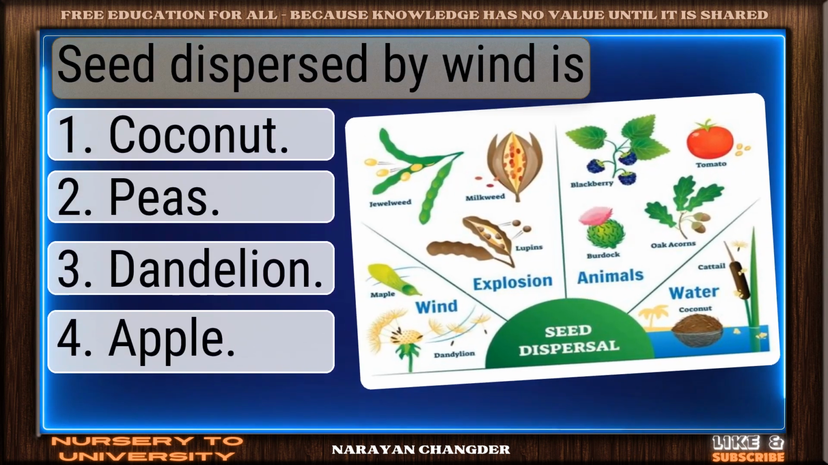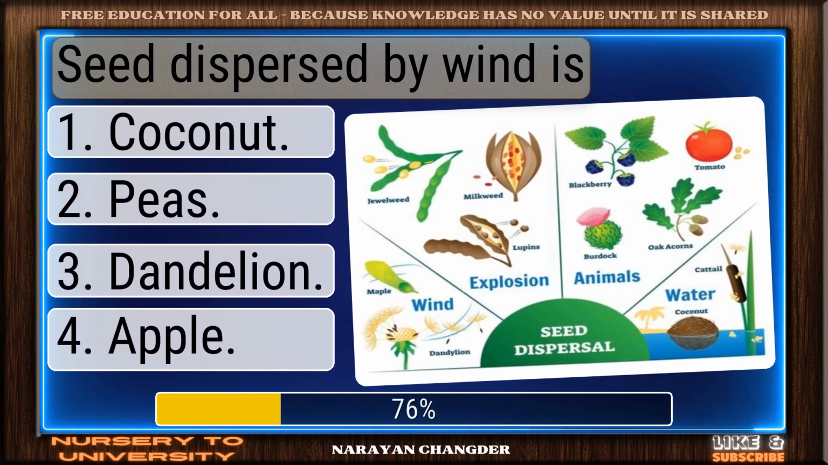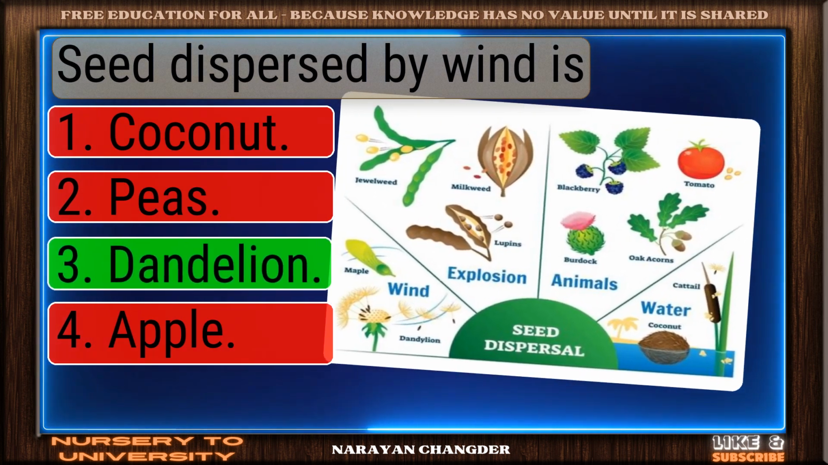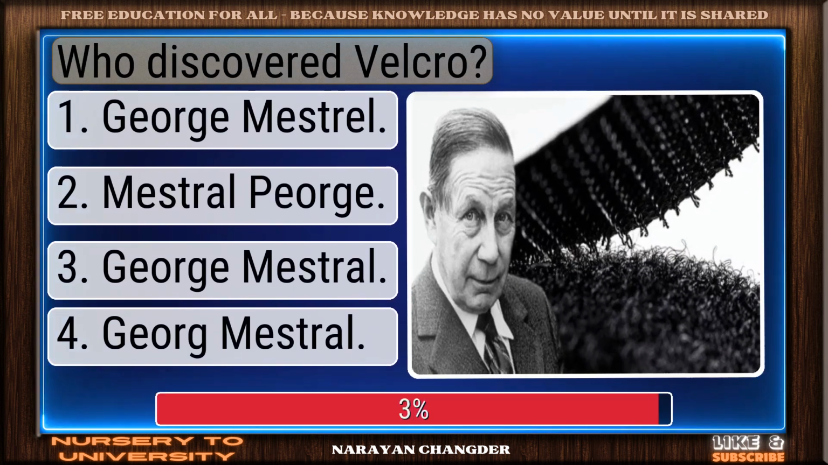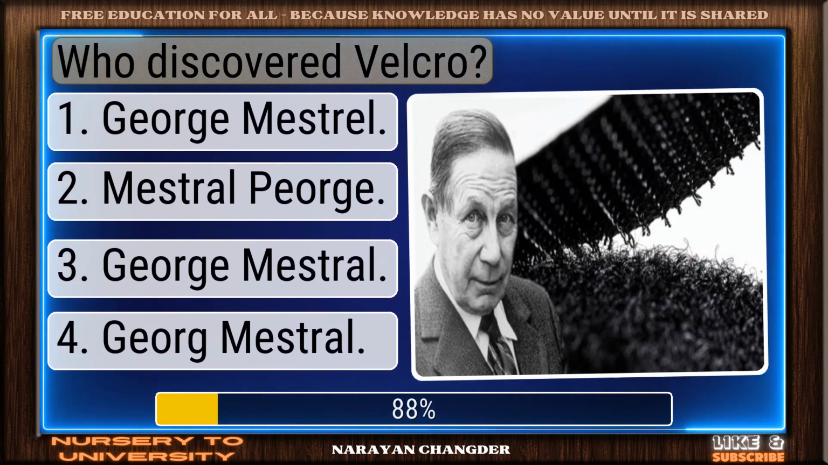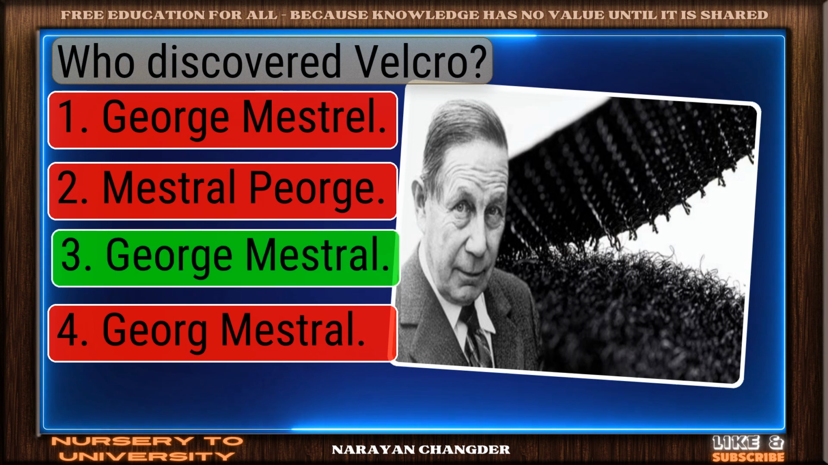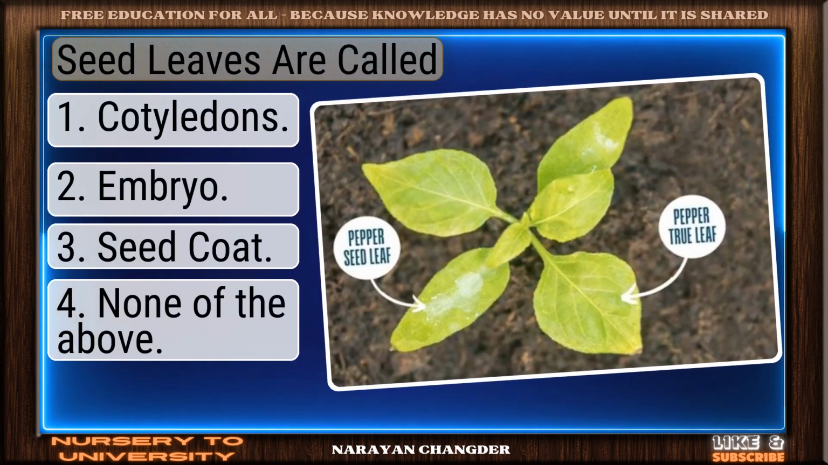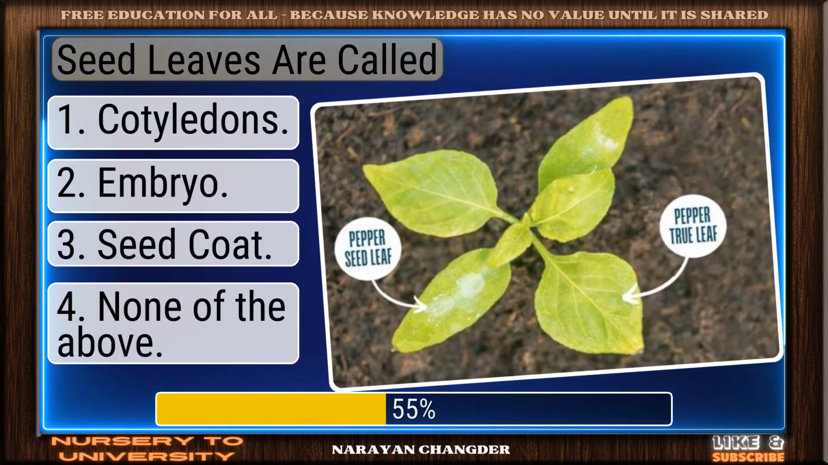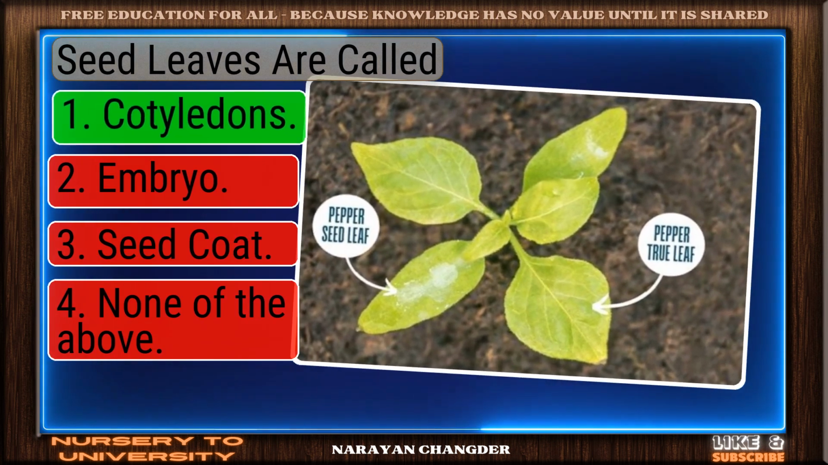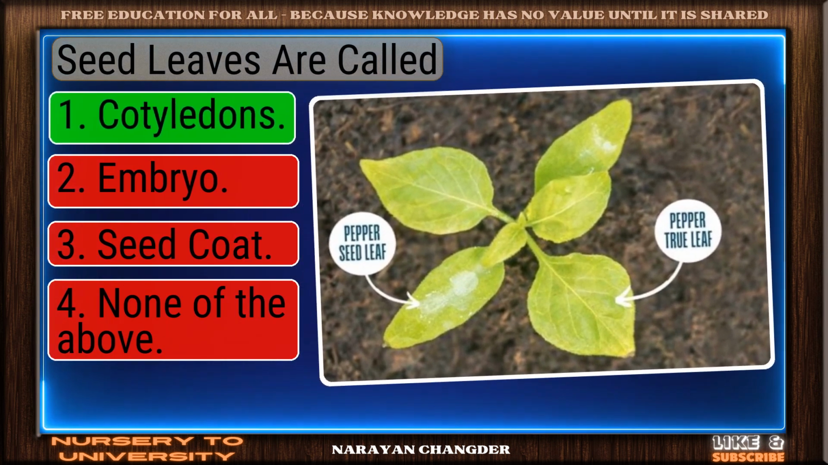Seed dispersed by wind is. Correct. Dandelion is the right answer. Who discovered Velcro? Smart move. George Mestral is an accurate answer. Seed leaves are called. Nice selection. Cotyledons is the correct and valid answer.